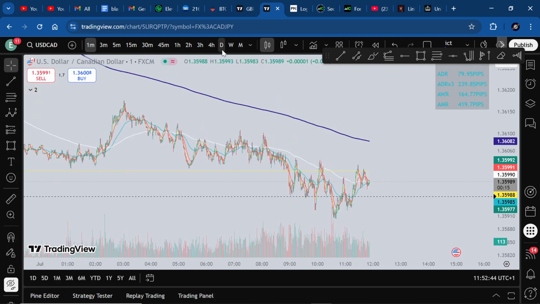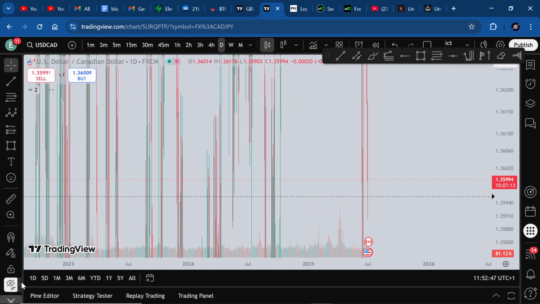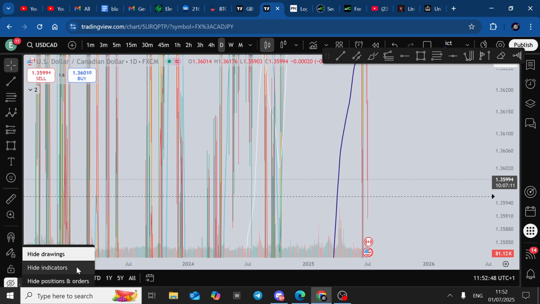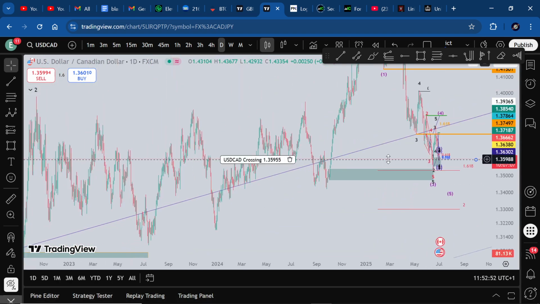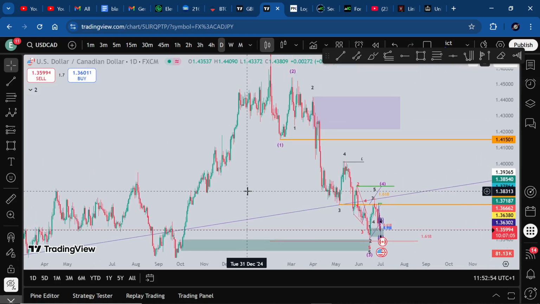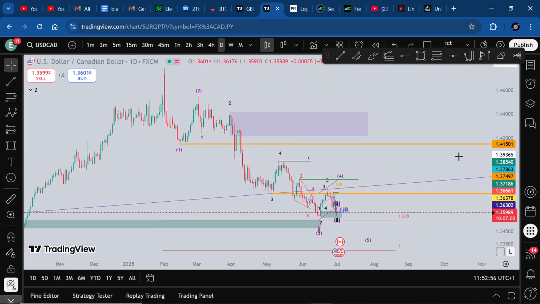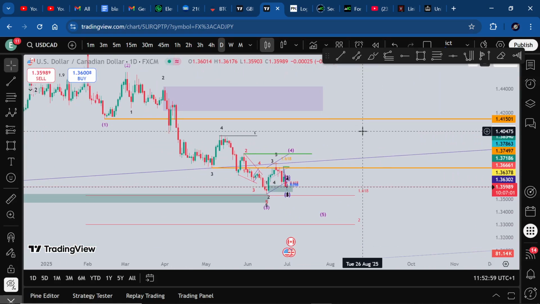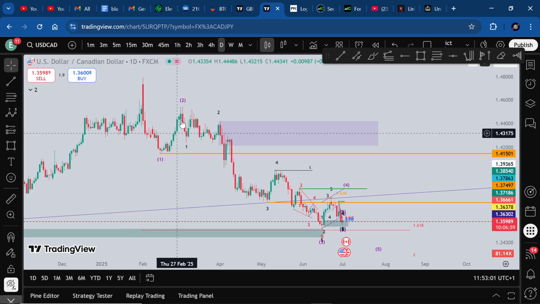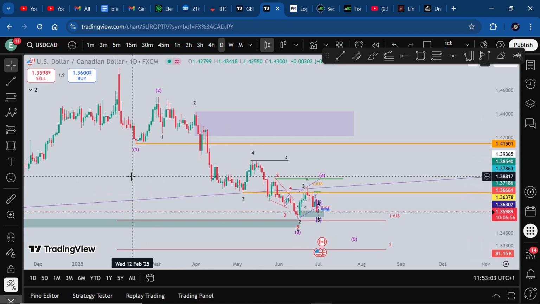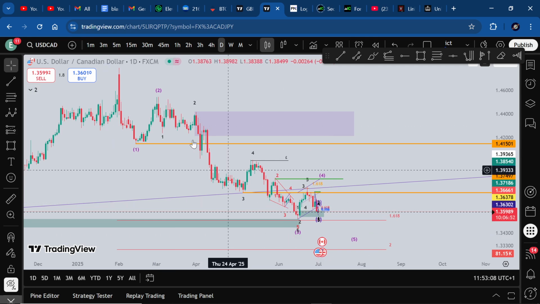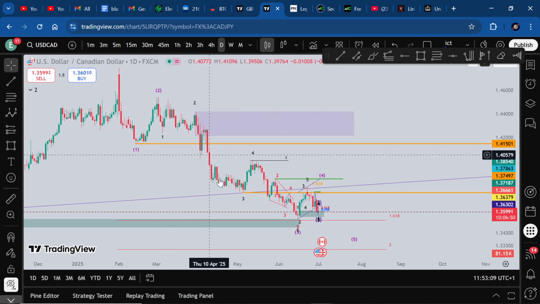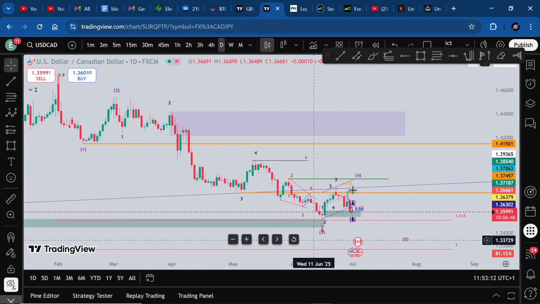So when we go onto the daily time frame on USDCAD, okay, and we have a count. Please excuse the mess. I'll go into very fine detail on the smaller time frames. As you can see, we've got a 1, 2, 3, which I'm suspecting is an A, B, C in a zigzag. Yeah. We got 1, 2, 3, 4, 5 over here.